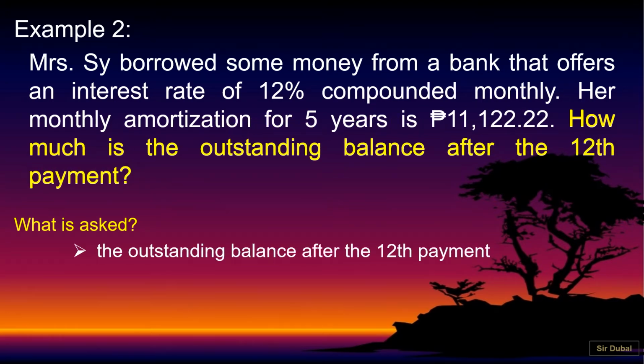After identifying what is required in our problem, we need to know the formula. The formula in solving for the outstanding balance is B_K equals R times 1 minus the quantity of 1 plus j to the power of the quantity of negative (n minus k), all over j.